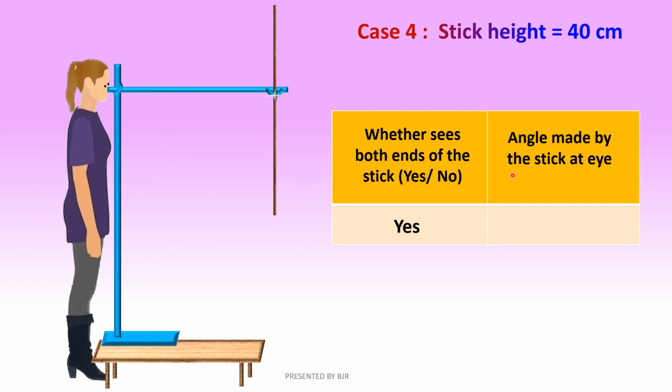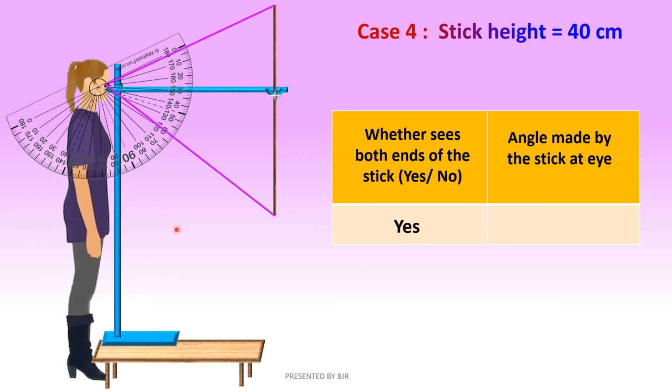Next, angle made by the stick at the eye. You have to measure how much angle the stick is making here at our eyes. Draw the two line segments from the two ends of the stick, and these two line segments are making some angle here, and that angle I am going to measure now. It is 60 degrees. The angle made by the stick of length 40 centimeters is 60 degrees. That's all.